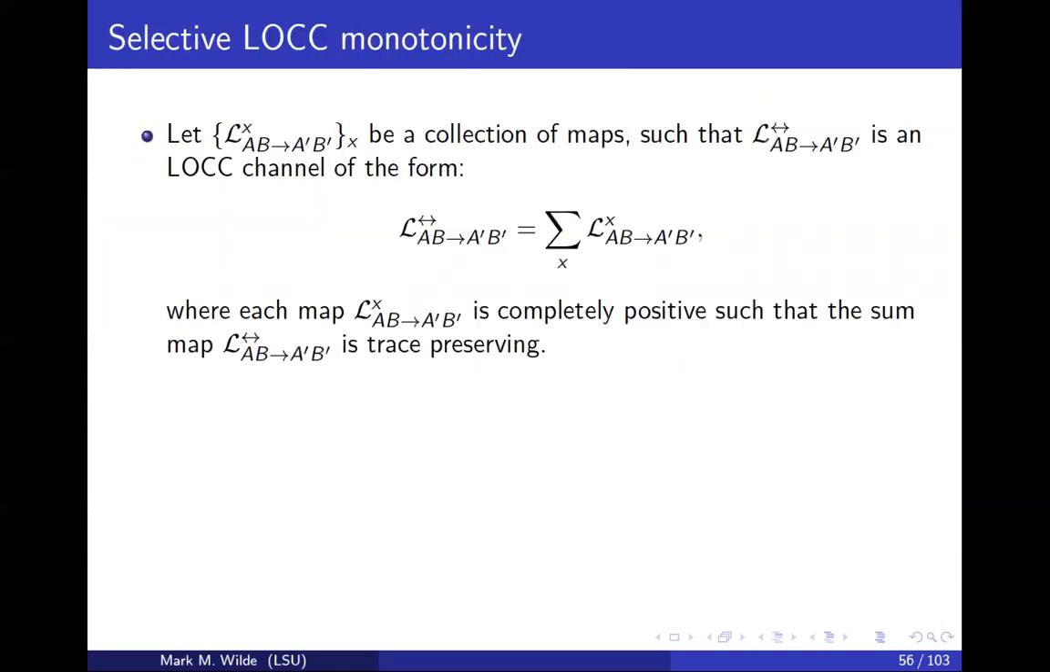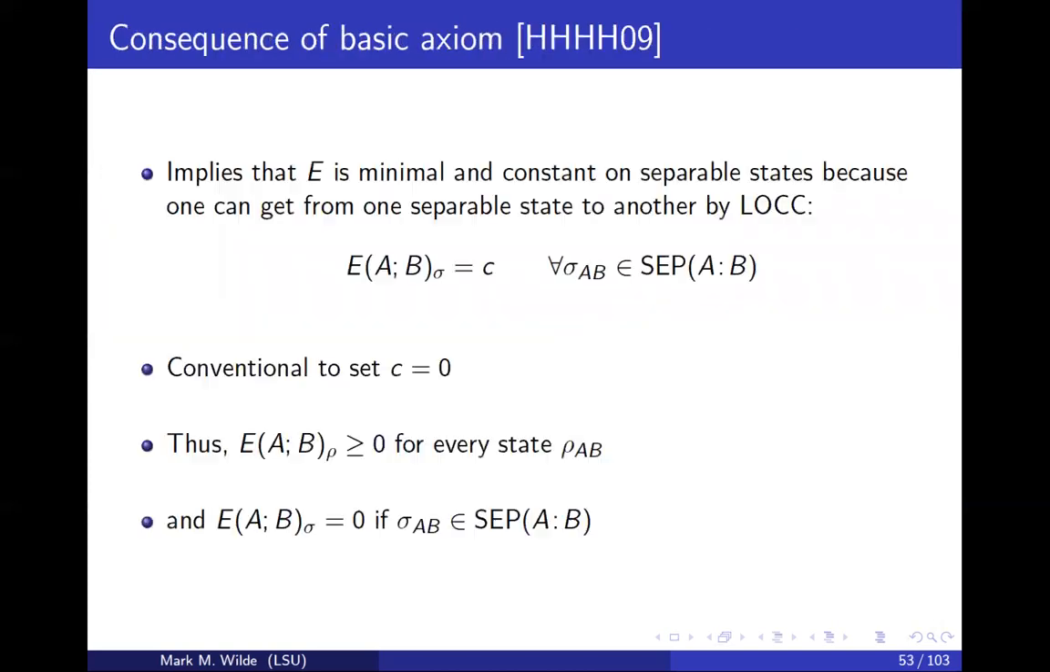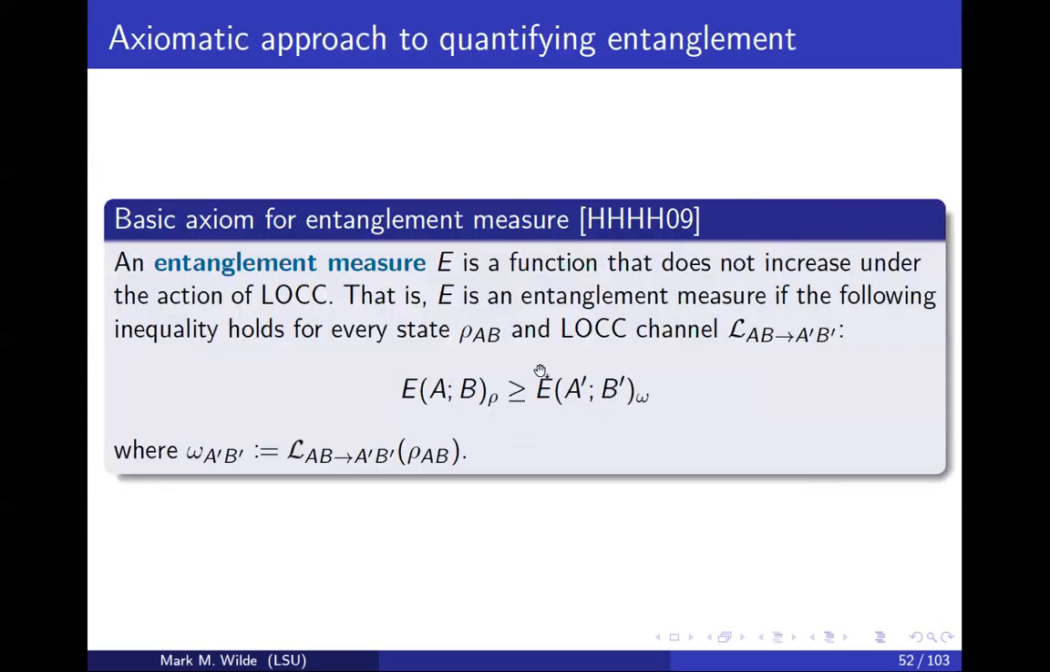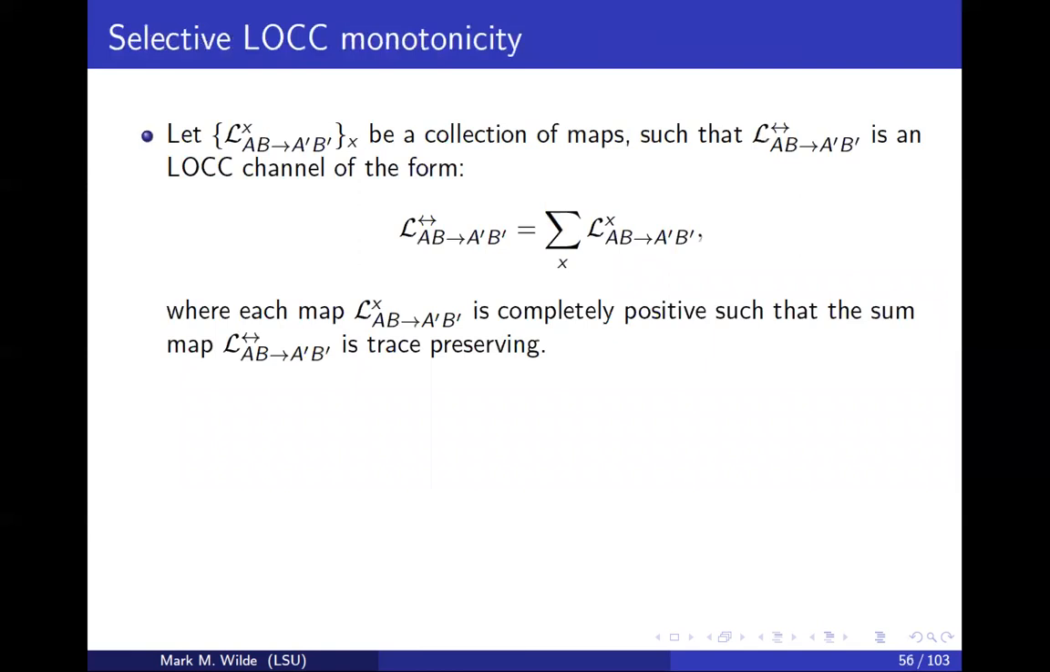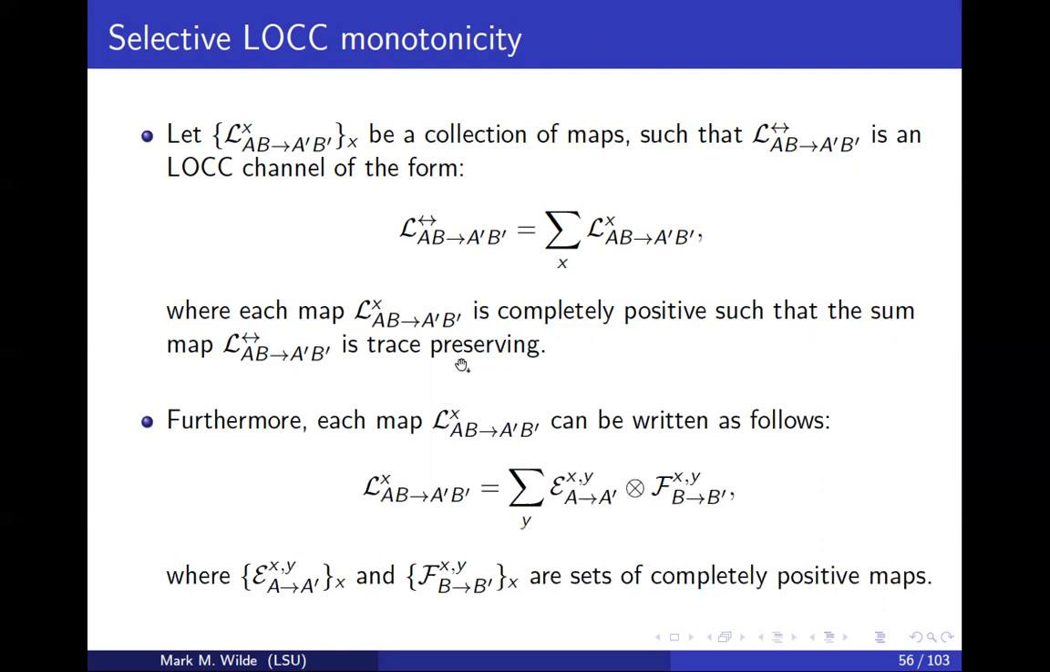So there's something called selective LOCC monotonicity. So we talked about LOCC monotonicity as like the defining property of an entanglement measure, but there's a refined version of that, which is often useful. And it's a bit more complicated. Let's suppose that this is a collection of maps such that the sum of them is an LOCC channel, okay? And suppose that each map can be written in this like separable form, okay? But again, we demand that the overall map is an LOCC channel, okay?